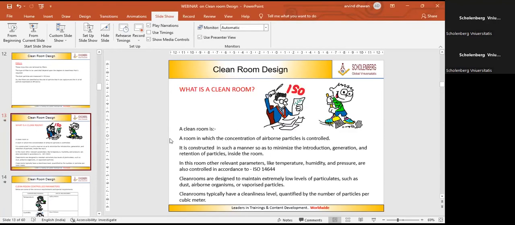Now, what is a clean room? We're going to speak about what a clean room is. A room in which the concentration of airborne particles is controlled. We control the level of cleanliness.